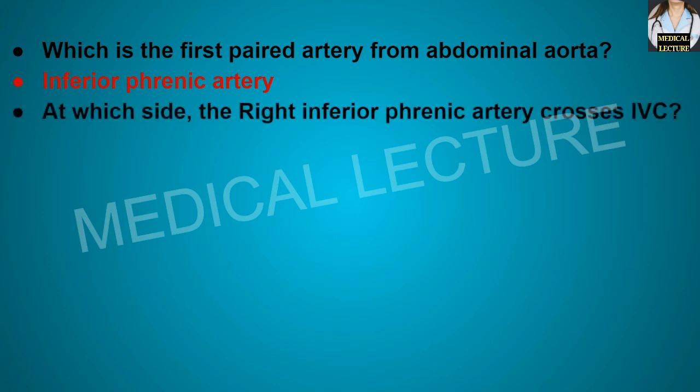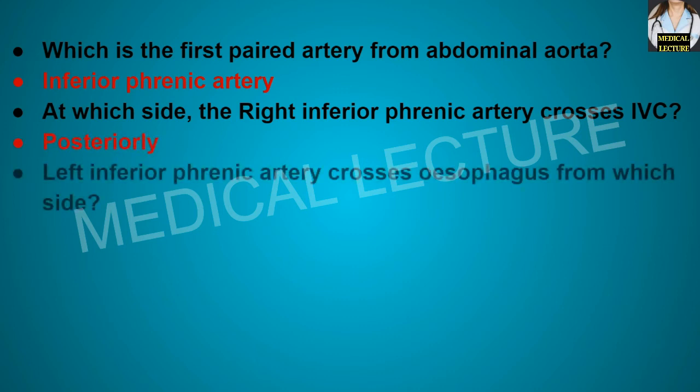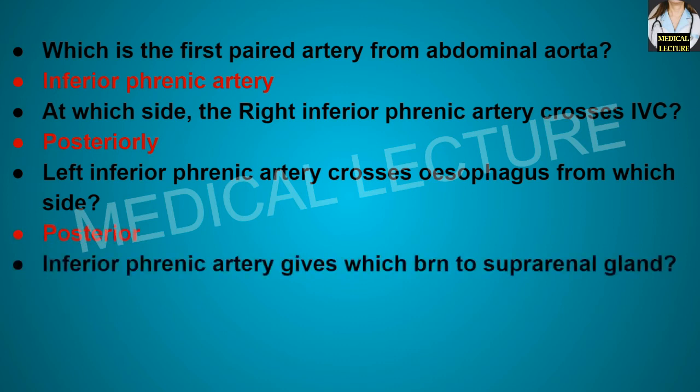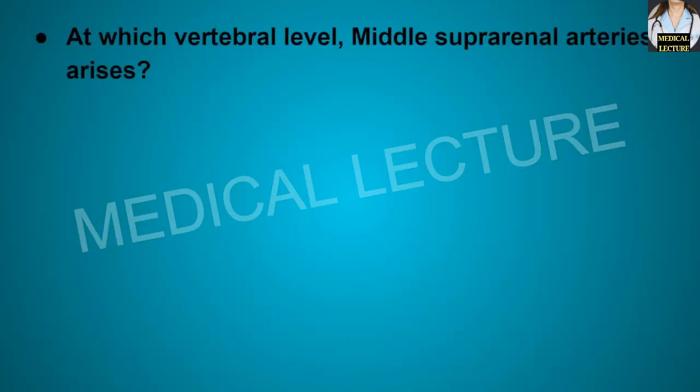On which side does the right inferior phrenic artery cross the inferior vena cava? Posteriorly. From which side does the left inferior phrenic artery cross the esophagus? From the posterior side. The inferior phrenic artery gives which branch to the suprarenal gland? The superior suprarenal artery. At which vertebral level do the middle suprarenal arteries arise? At the L1 vertebral level.